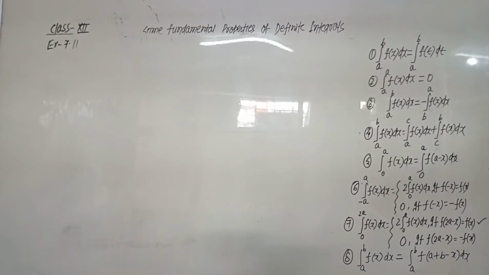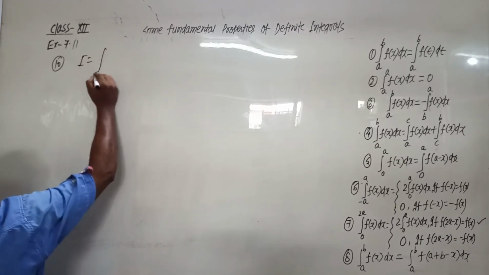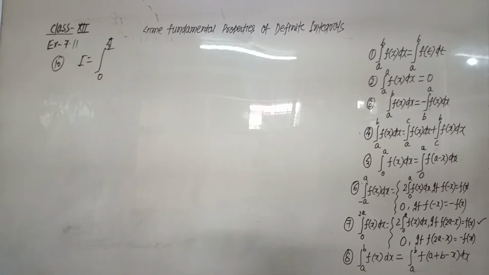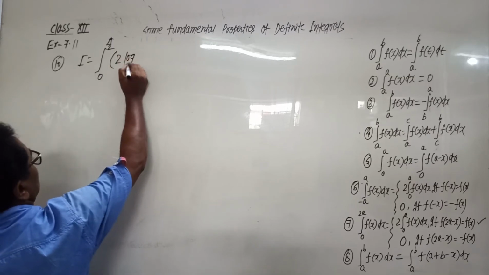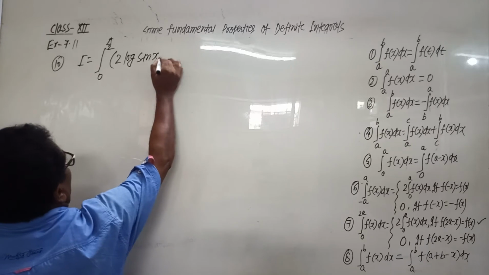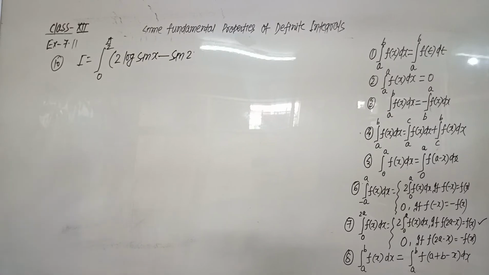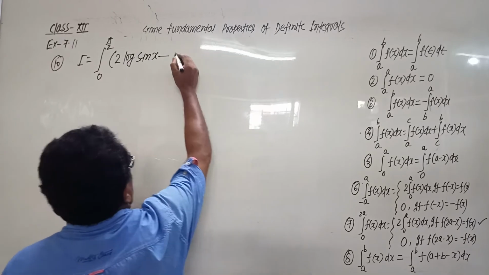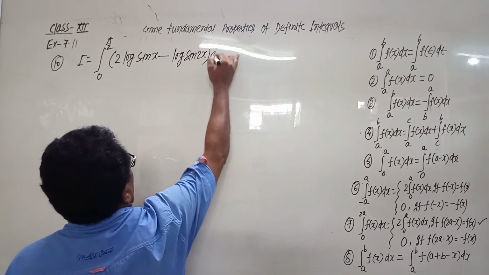Next question number 10. I equals integration 0 to pi by 2 of 2 log sin x minus log sin 2x, that is 2 log sin x minus log sin 2x, and whole dx.